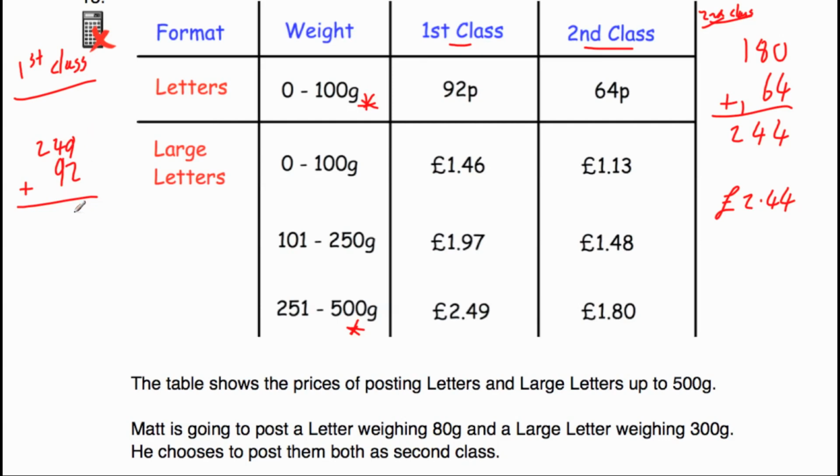9 plus 2 is equal to 11, so put our 1 down, carry our 1. 4 plus 9 is equal to 13, plus 1 is 14, so put our 4 down, carry our 1. And 2 plus 1 is equal to 3. So if he posted them using first class, it would have cost £3.41.